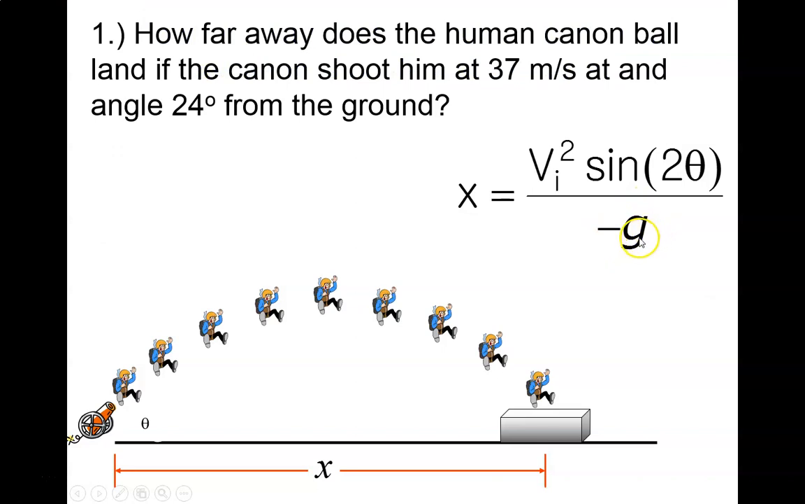Okay, so an example of using the equation: how far away does the human cannonball land if the cannon shoots him at 30 meters per second at an angle of 24 degrees from the ground? So we're looking for how far away it lands. So we're going to use this form of the equation, x equals, because it's already solved for what we want to know. Other than that, it's just plugging in the numbers.